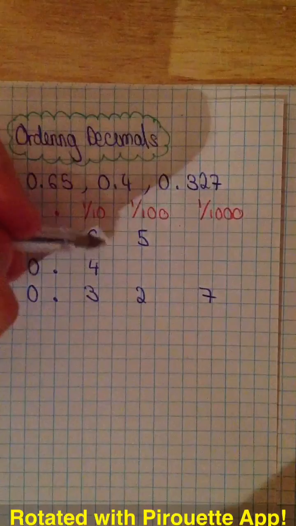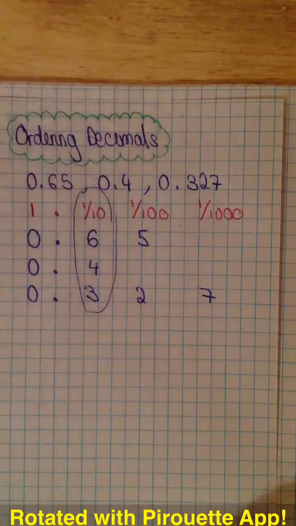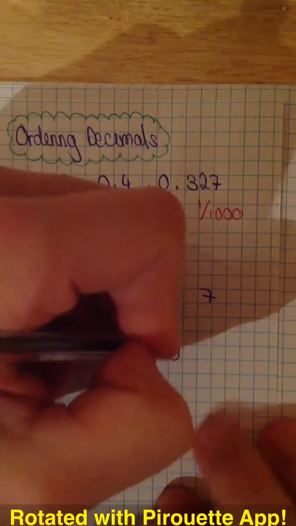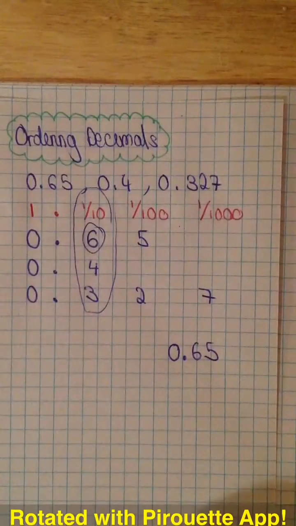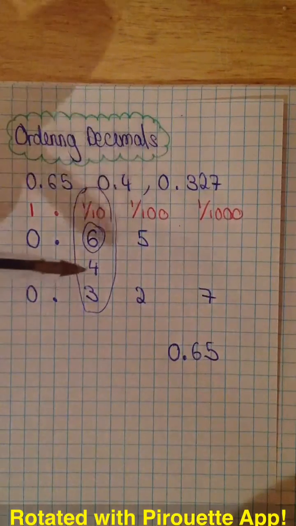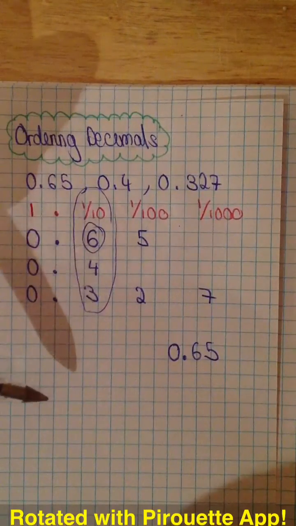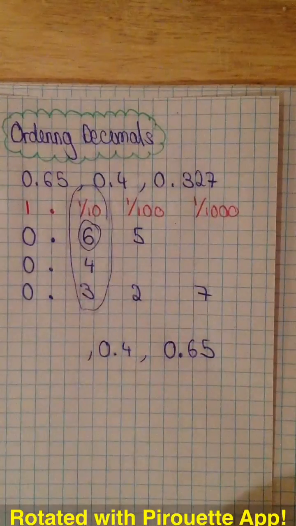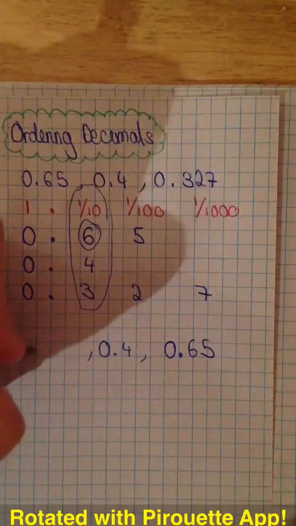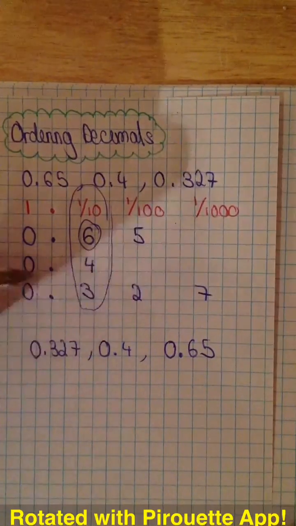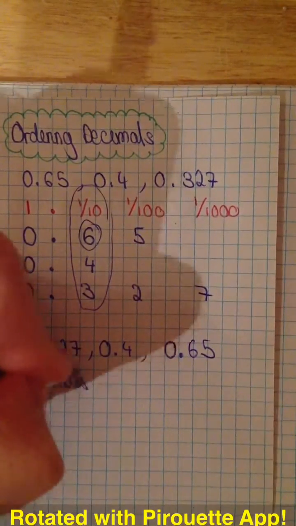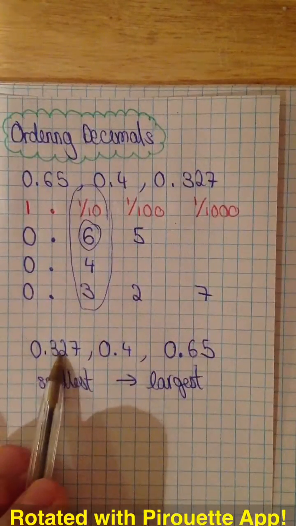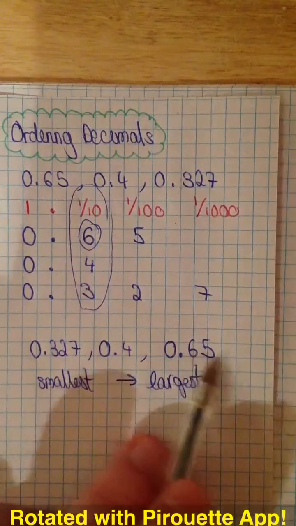And we can see that the largest number in my tenths column here is this 6. And that tells me that 0.65 is the largest of the 3 numbers. Now, it just so happens that all these numbers are different, and so I can tell that 0.4 is the middle number, and the smallest number of the lot, despite having the most decimal places, is 0.327. So if I'm writing them from smallest to largest, I should write them 0.327, 0.4 and 0.65.